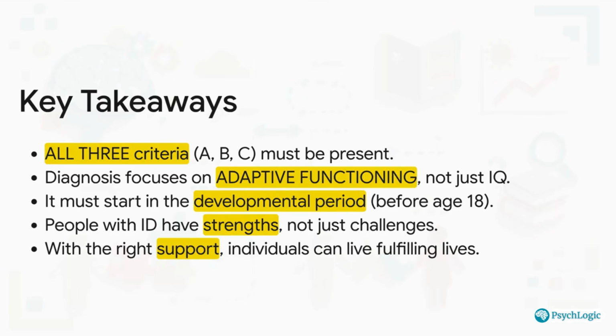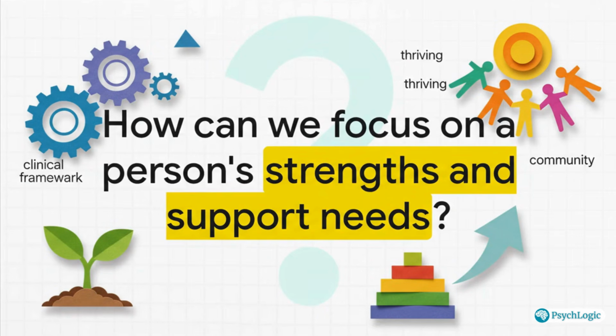Third, it's so important to remember that people with intellectual disability have unique strengths, just like all of us. And finally, and maybe most importantly, with the right support that's tailored to them, they absolutely can live rich, meaningful, and fulfilling lives. And that kind of leaves us with a final thought, doesn't it?